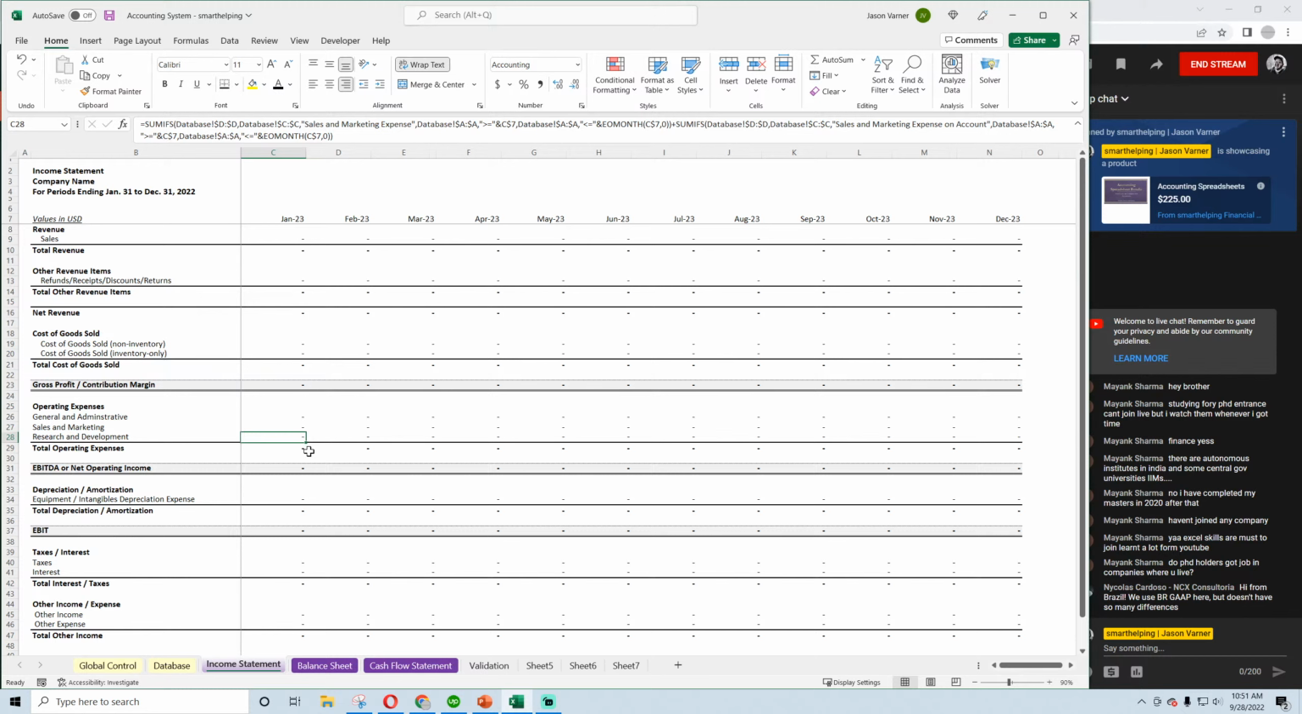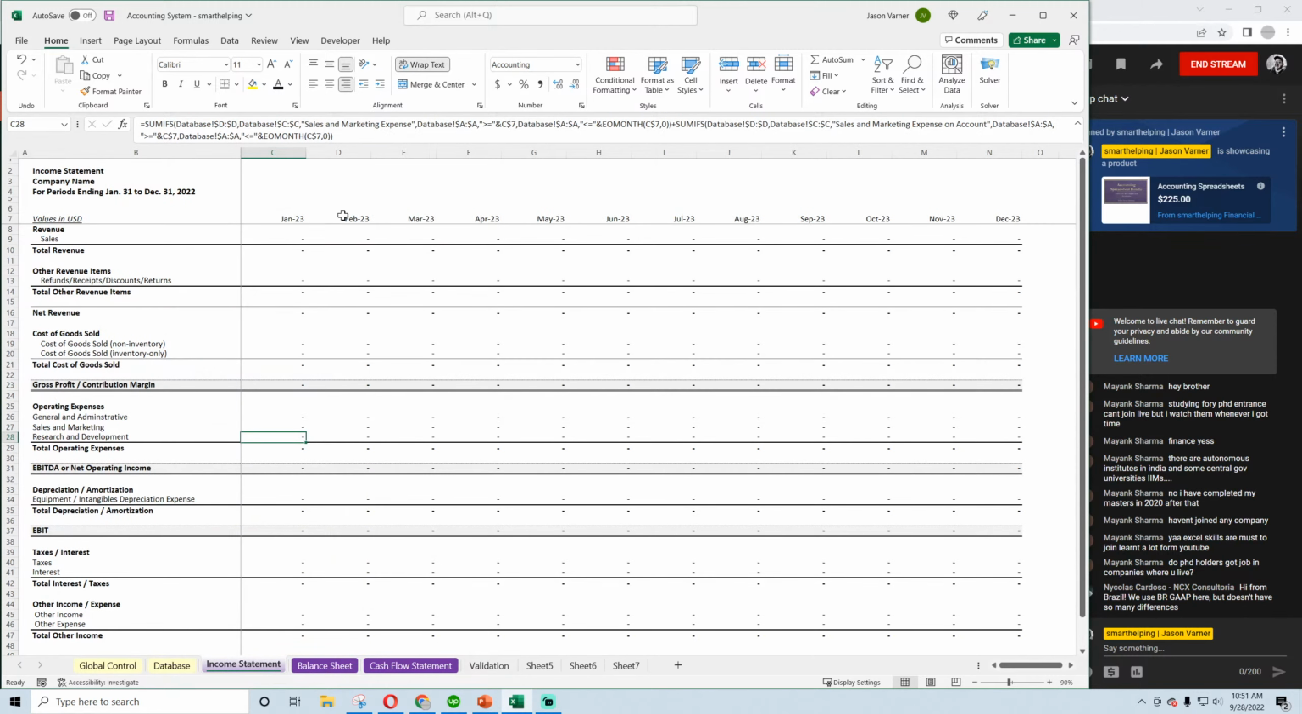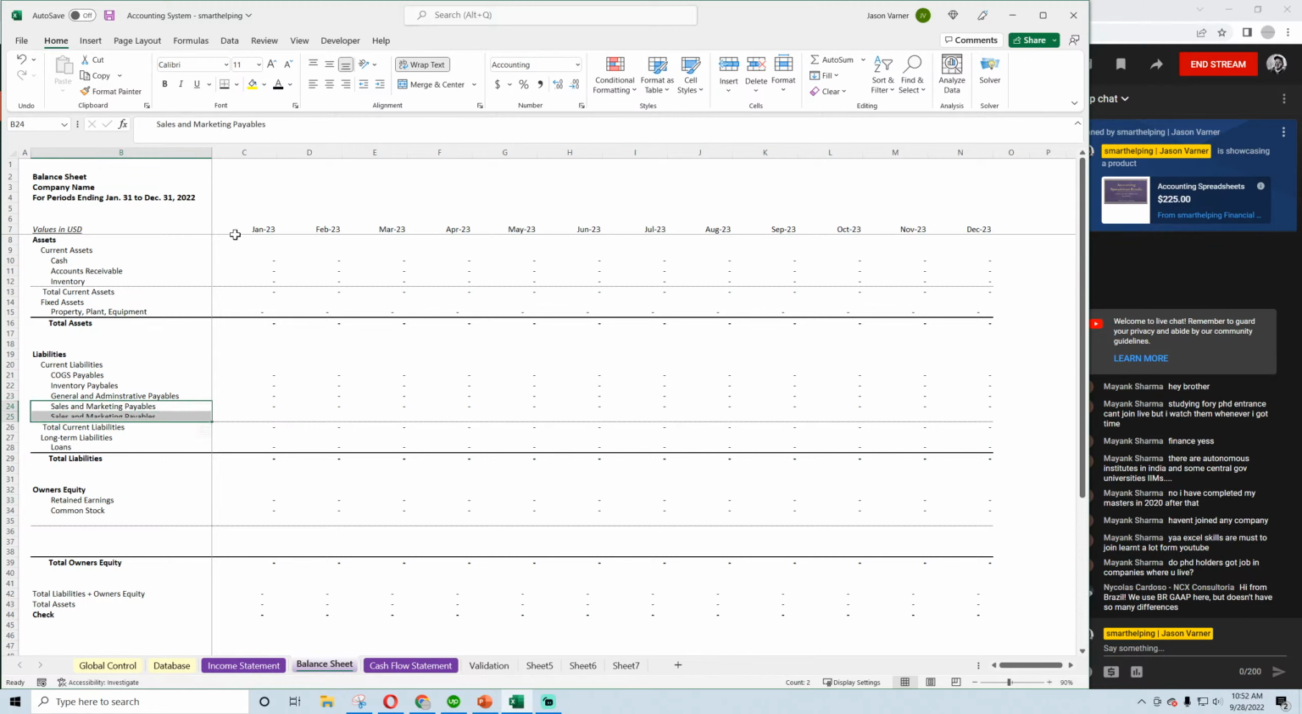Let's drag this down. Same formula, but now we do, let me just double check, research and development expense. Okay, perfect. Research and development expense, as well as research and development on account. Okay, drag it over. Balance sheet. Final one here. For opex payables, we have research and development payables.